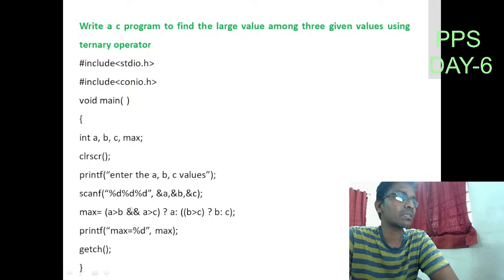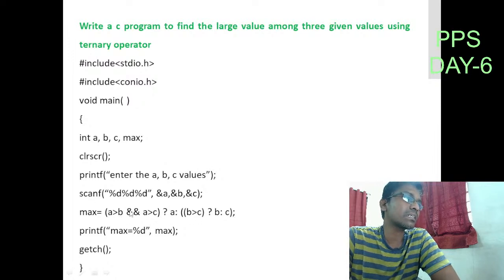So for example, if this condition is false, then it will go to the false statement. In this false statement, I'm using another condition, b greater than c. If this condition is true, then it will execute b is the largest among three numbers. Otherwise, it will execute c is the largest among three numbers.